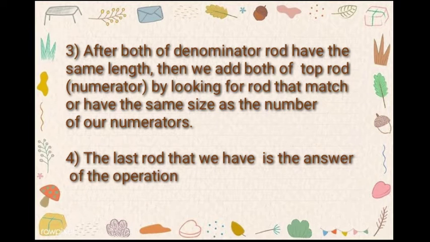The third is, after both of the denominator rods have the same length, then we add both of the top rods or numerators by looking for rods that match or have the same size as the sum of our numerators. The fourth is, the last rod that we have is the answer of the operation.